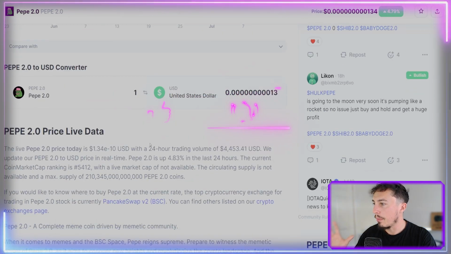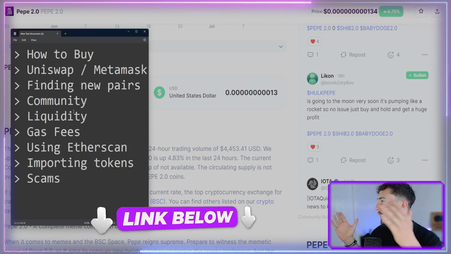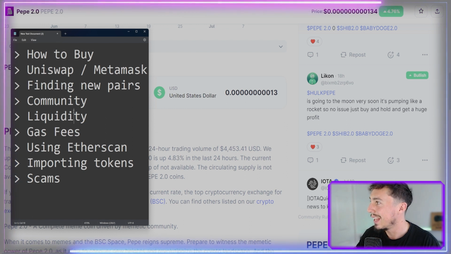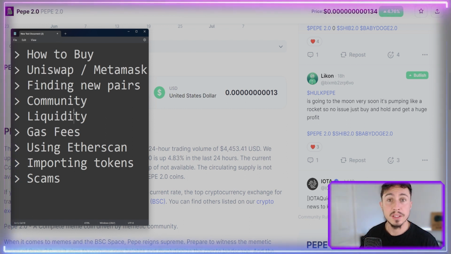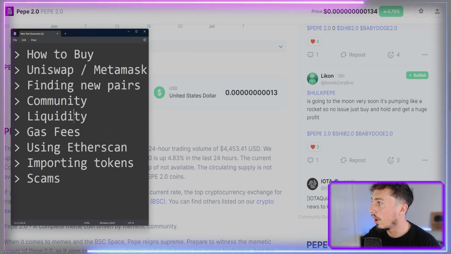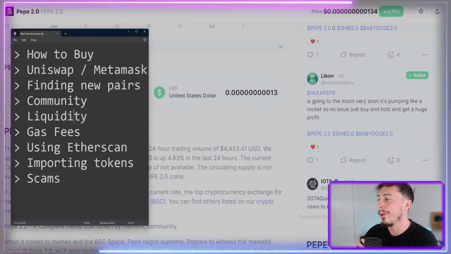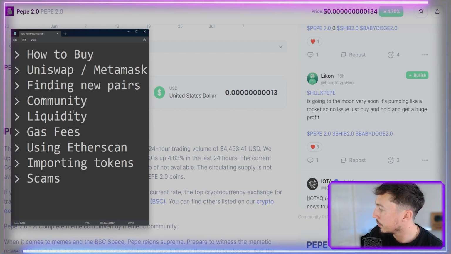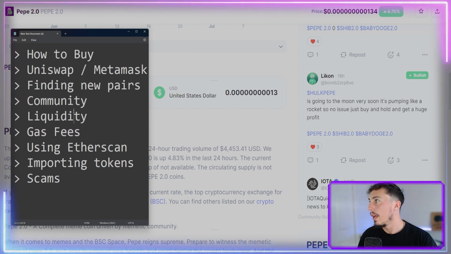for entertainment, but I'm going to show you what I do from the ground up, and we're going to look at some different topics on the left right there from yours truly. So how to buy, the importance of a Uniswap MetaMask, finding new pairs, what websites do you use, what should you look out for, metrics and indicators, the community of a project, the liquidity, the gas fees, what are those, how to use Etherscan, importing tokens, and of course we're also going to look at scams and how to identify these as well.